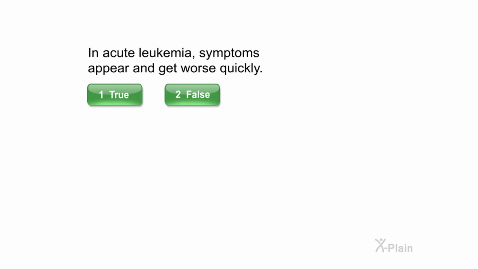In acute leukemia, symptoms appear and get worse quickly. Select true or false. Correct.